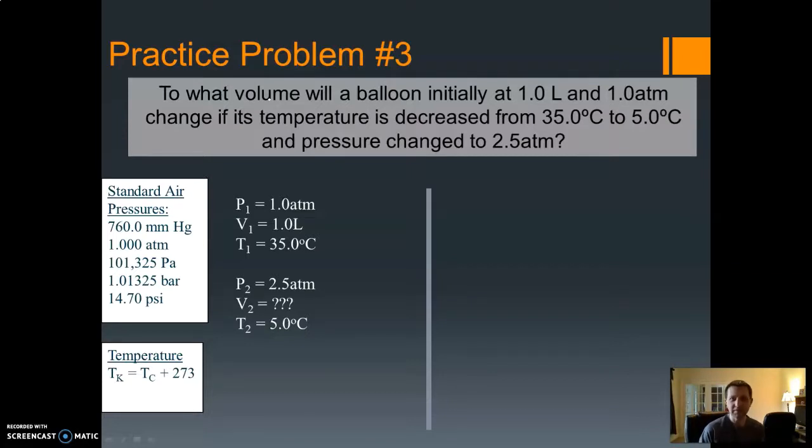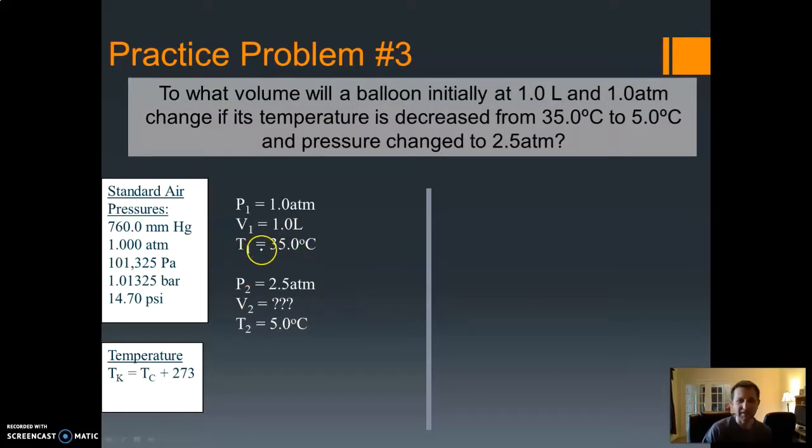So Kelvin, the lowest temperature you can get to is 0, right? And that is actually absolute 0. That is no kinetic energy. So we have to use the Kelvin temperature scale for all of our gas law problems. That means we have to convert into Kelvin here, right?